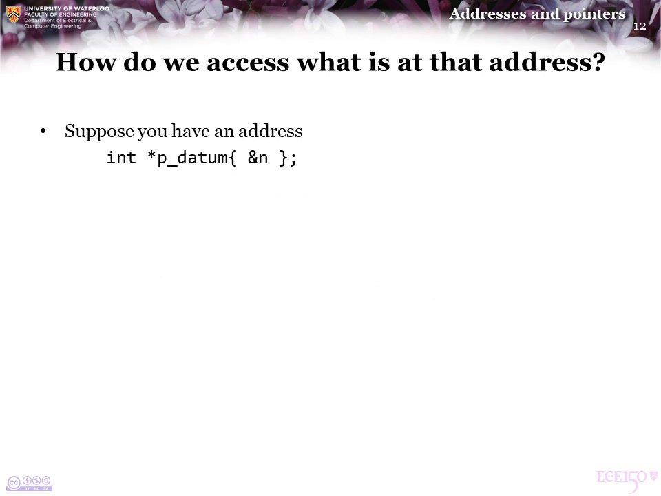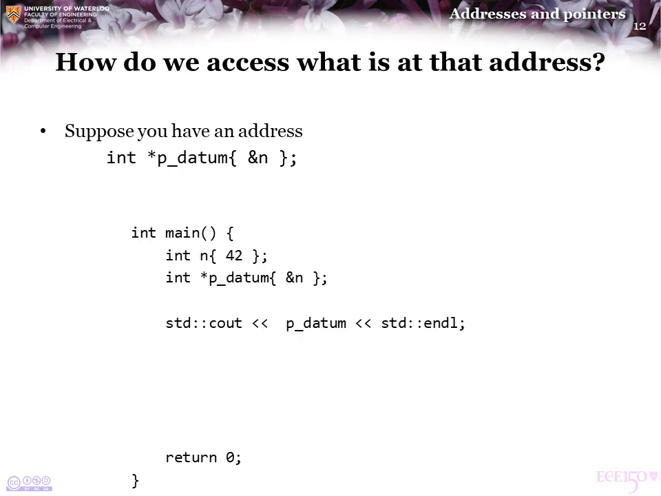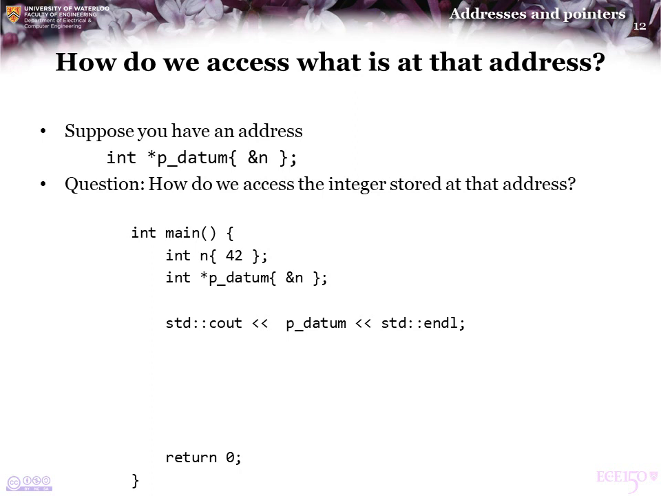Now, suppose you have an identifier such as p_datum that is declared to be a pointer to an integer. And in this case, it is initialized with the address of a local variable or parameter n that is necessarily storing an int. For example, here is one such program. The local variable n is initialized with the value 42. p_datum is a pointer to an integer and it's initialized with the address of n. We can print out that address. Question: how do we access the integer that is stored at that address? Well, what we do is we prefix the identifier with an asterisk. All right, let's see how that's done.